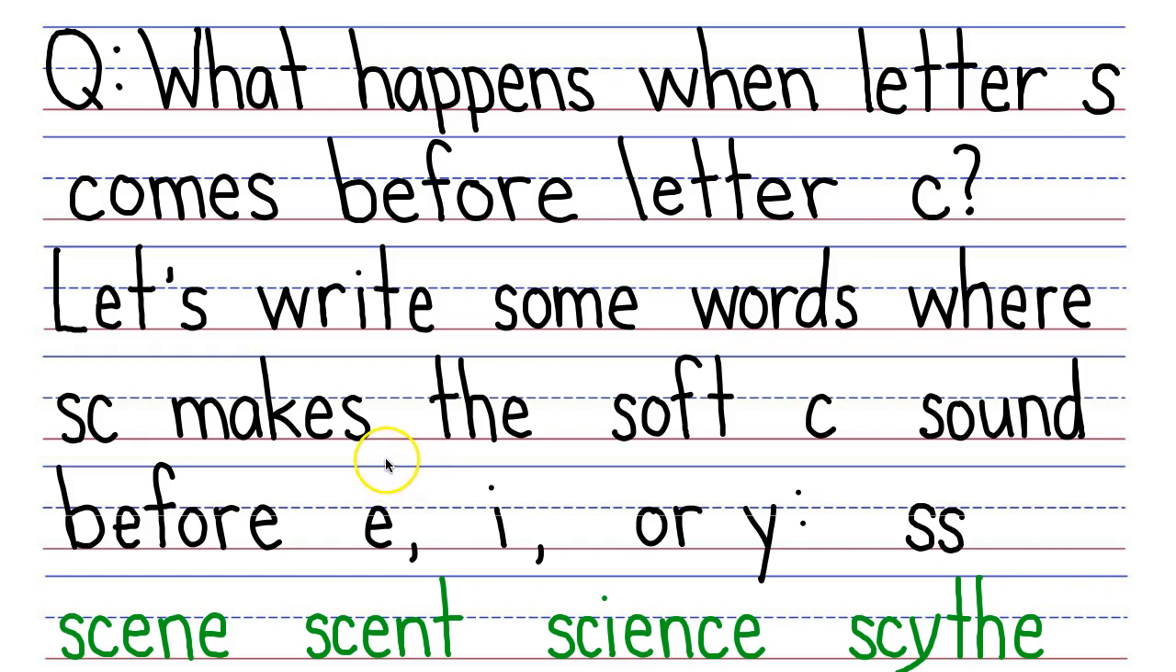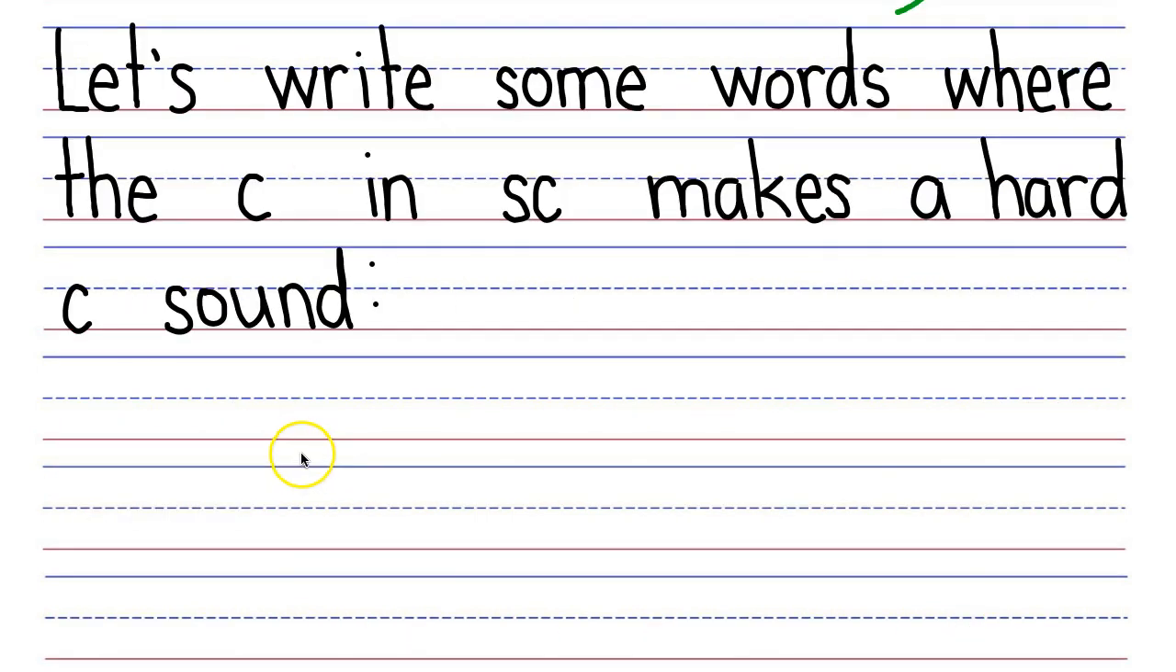So now you've seen that SC before E, I, or Y makes the soft C sound, S. Any other time, SC will say sk, because the S will make its first sound, S, and the C will make its hard C sound, k. So let's write some words where the C in SC makes a hard C sound, k.